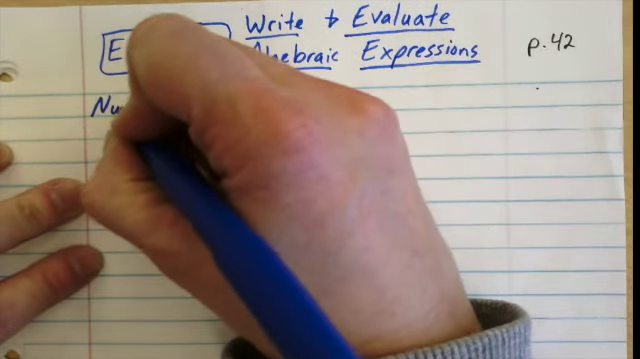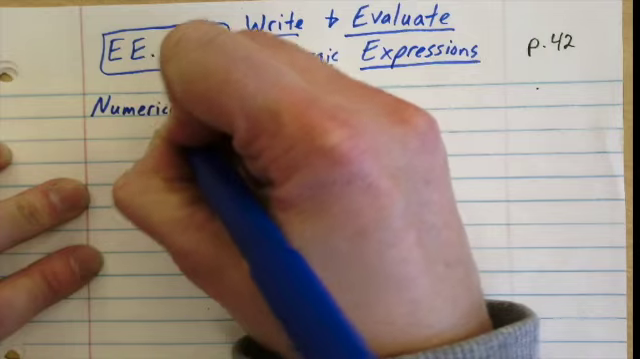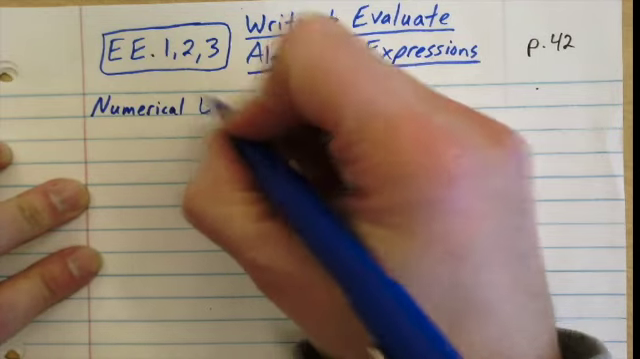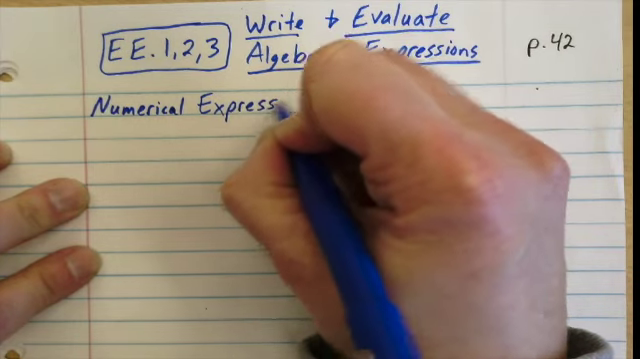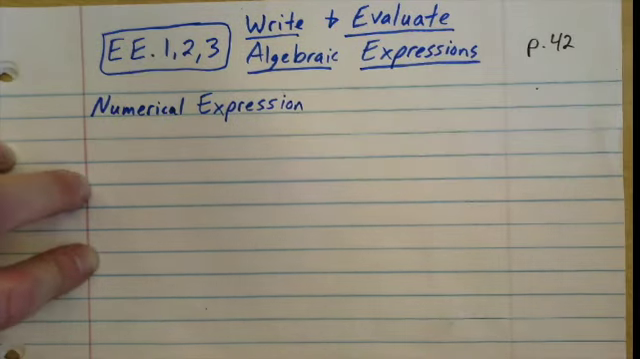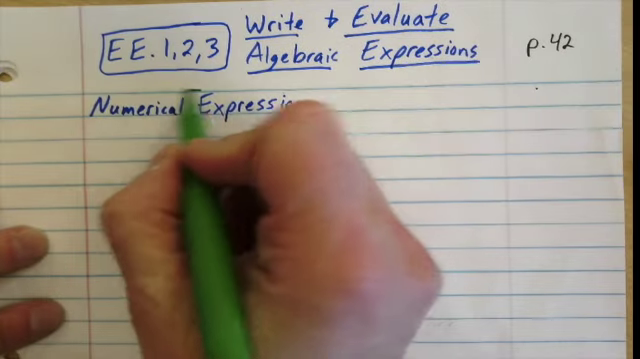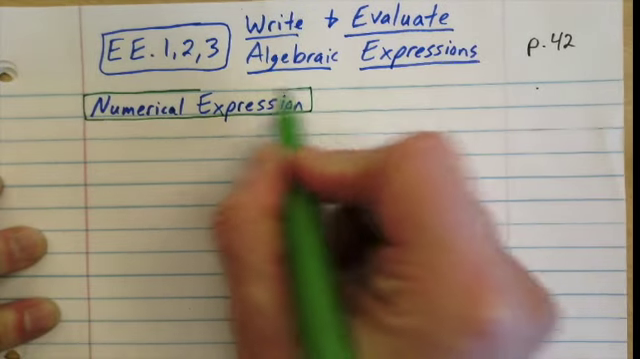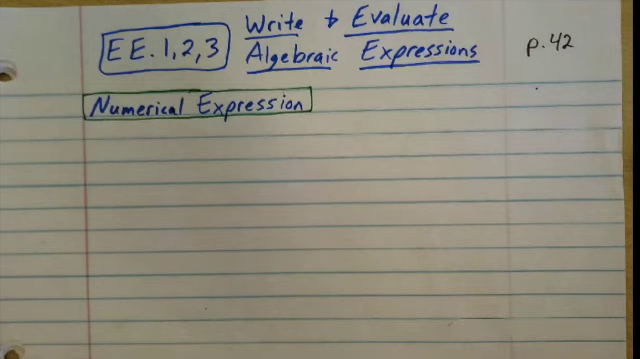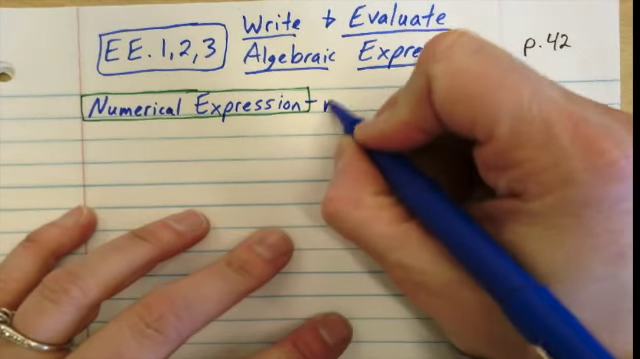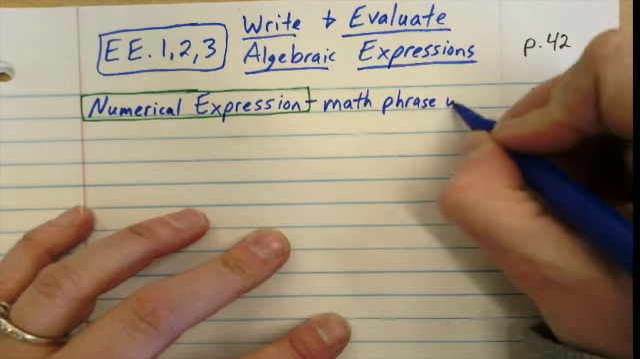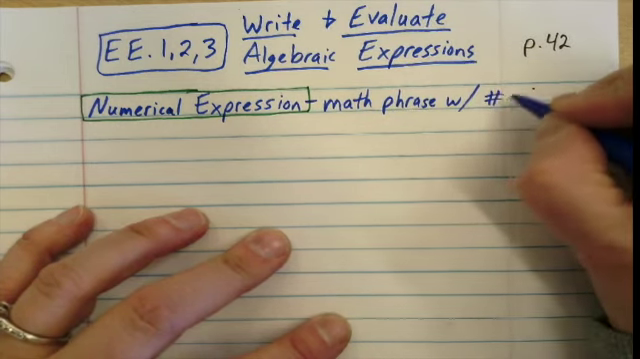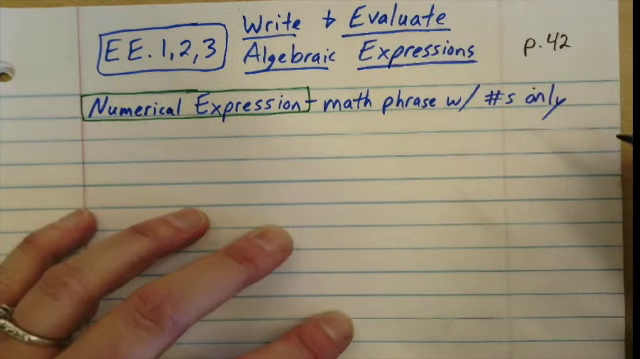So the first thing I want to talk about is a numerical expression. A numerical expression is just with numbers. So the term expression would just be like if you're adding numbers, multiplying them, dividing them, subtracting them. So it's just a math phrase with numbers only. So I'm going to write that down. A math phrase with, and I'm going to call it numbers only. So there's no letters or anything.